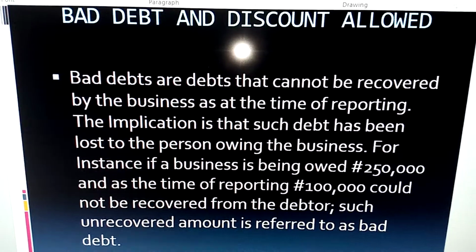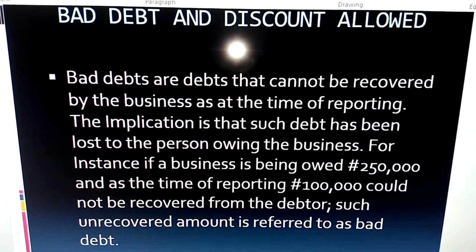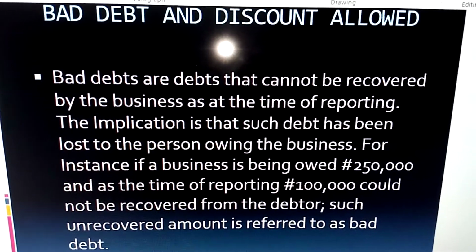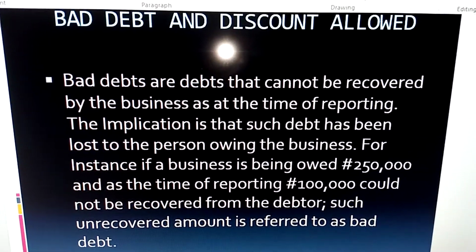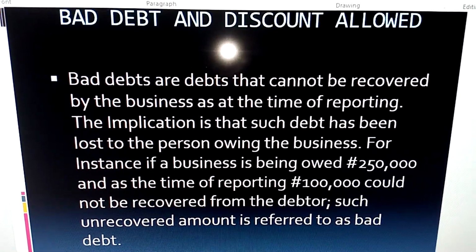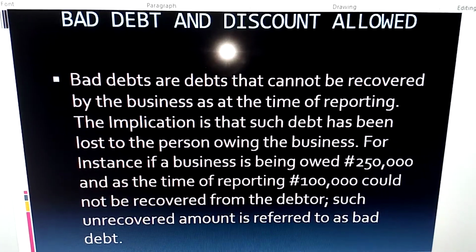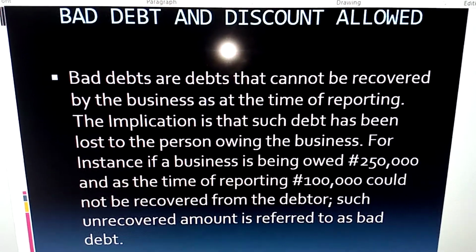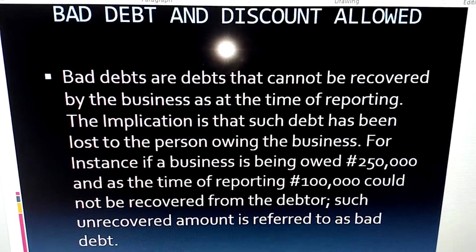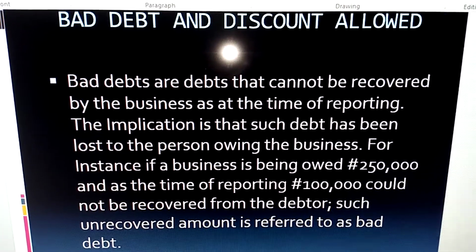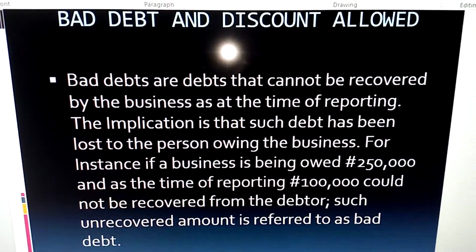Bad debts and discount allowed. Now, when someone is owing you and for some reason you could not get that money back, we call that bad debt. So it means that you have allowed the person the money without permission. That is, you didn't permit it, but for some reasons you could not get that money back. So that's bad debt that cannot be recovered.